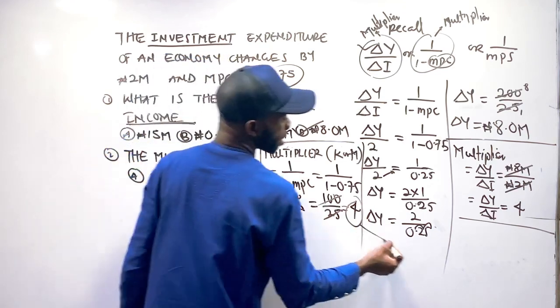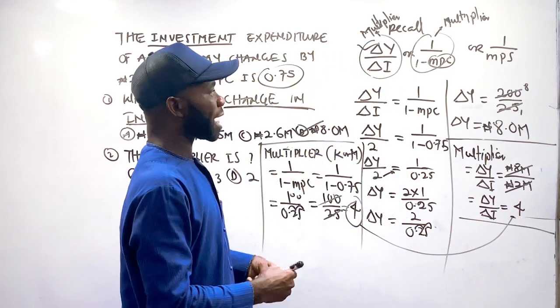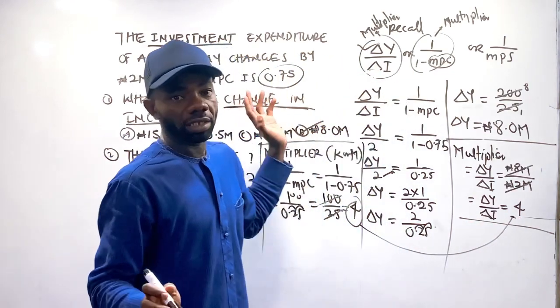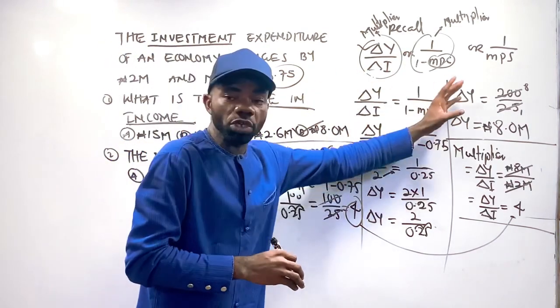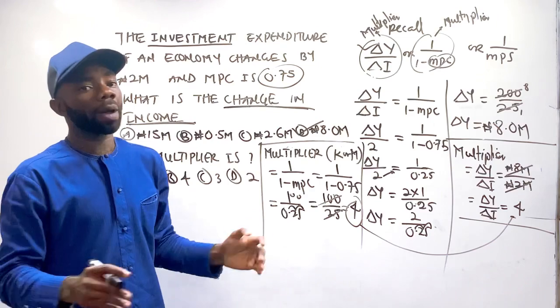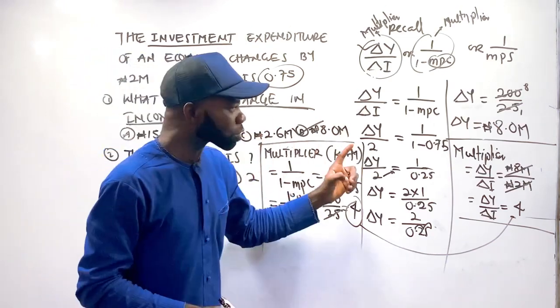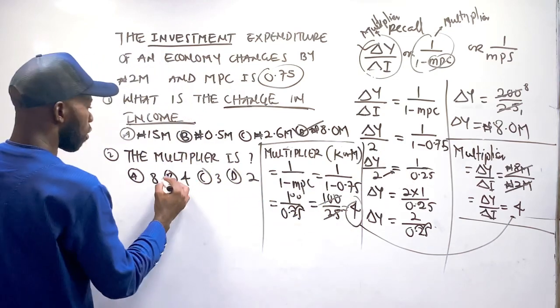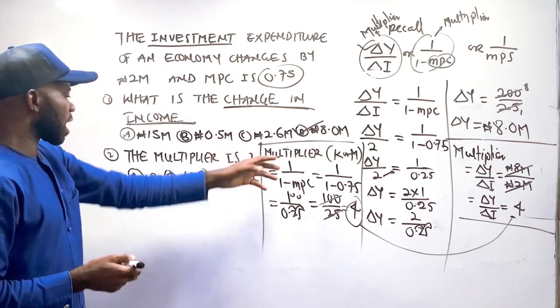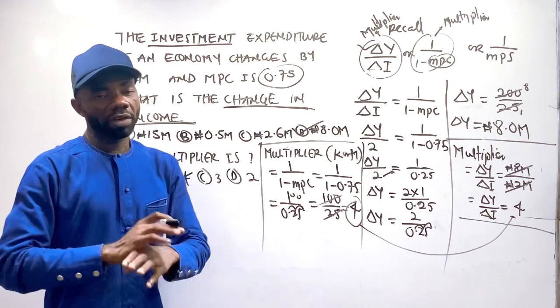If you compare, we have the same thing. It means that this formula is correct. And once you have the formulas intact, anything you do with your calculation will also come out perfect. So for the first question, 8 million is our correct answer. For the second one, 4 is our correct answer. So D and B, and that settles it for this question.